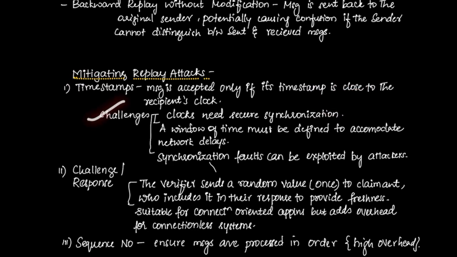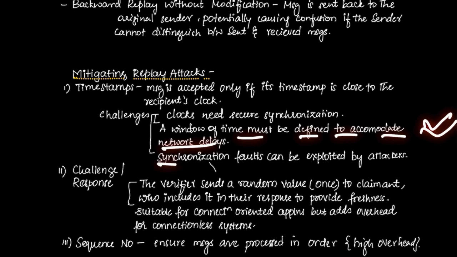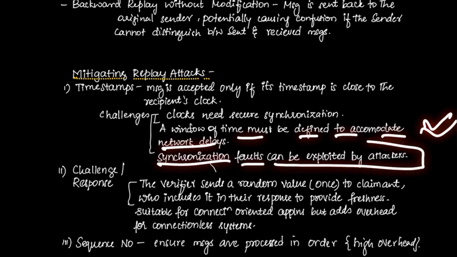Challenges here are, clocks need secure synchronization. That is the first challenge. A window of time must be defined to accommodate the network delays. This is always required, and synchronization faults can be exploited by the attackers if there are any chances of it.